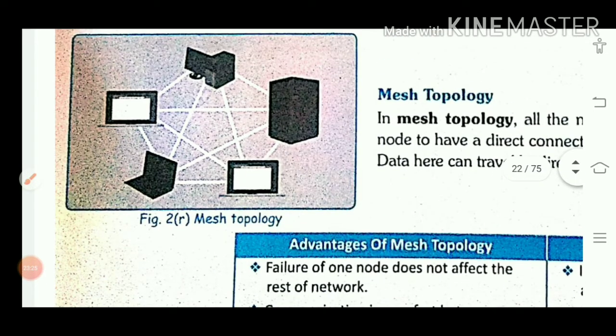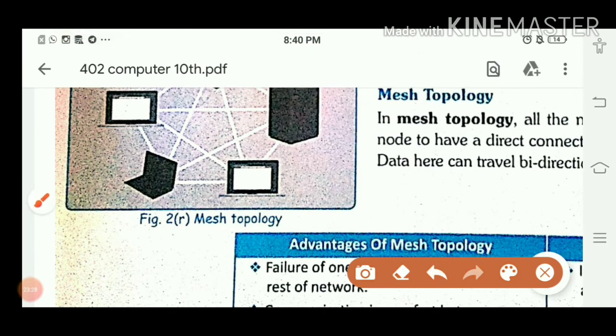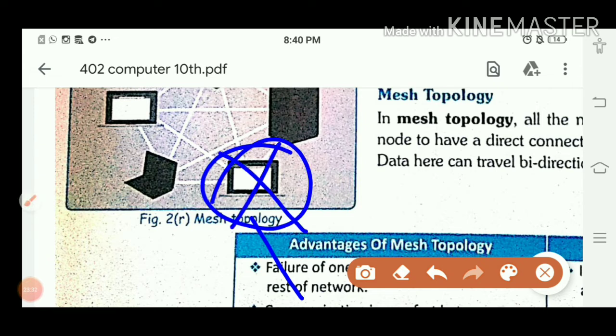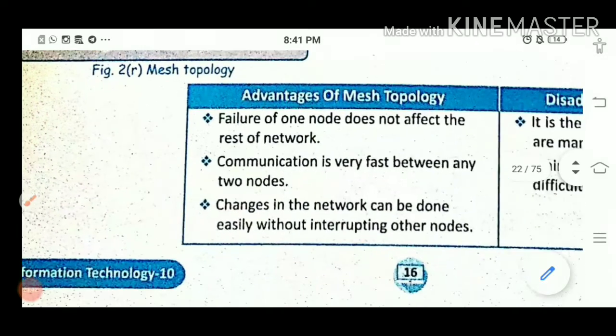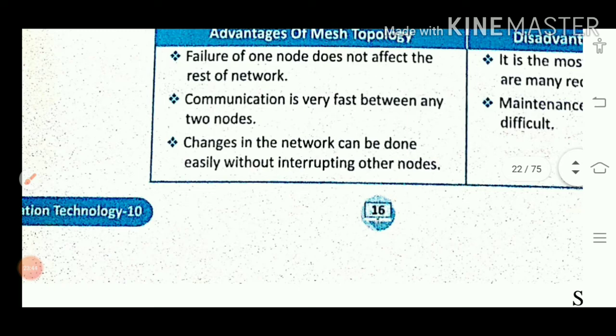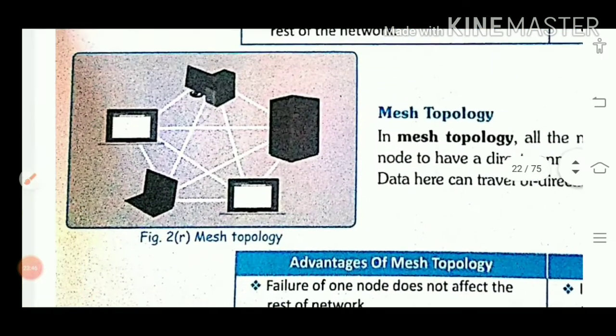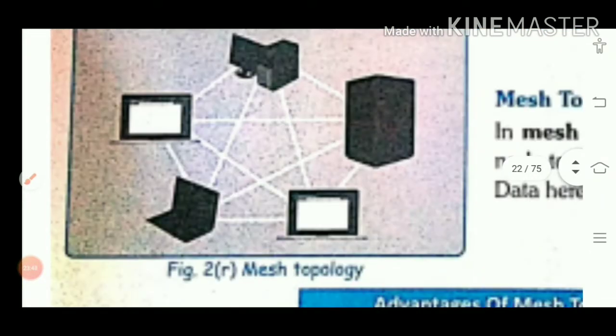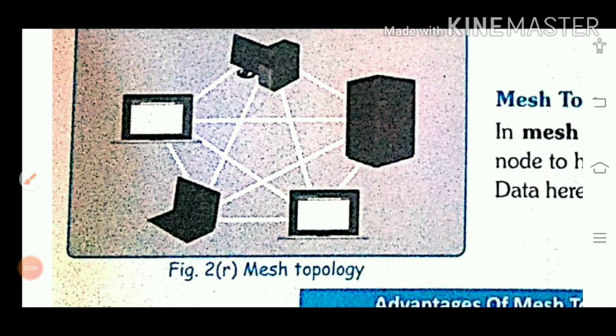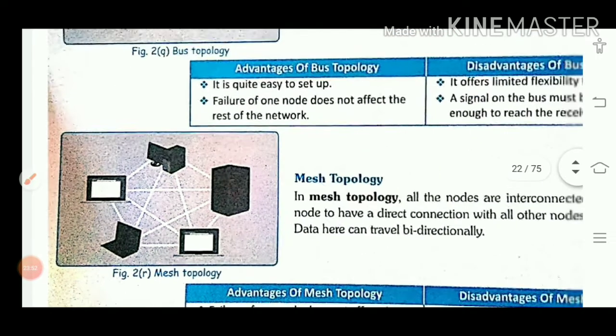And failure of any node will not affect the working of others. If any node fails and does not work, it will not affect the working of other nodes, because every node is connected to every other node. Next, changing the network can be done easily without interrupting other nodes. Here we can easily make changes. So these are the topologies, children.